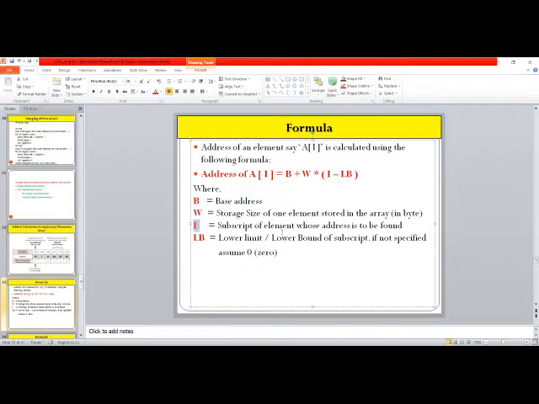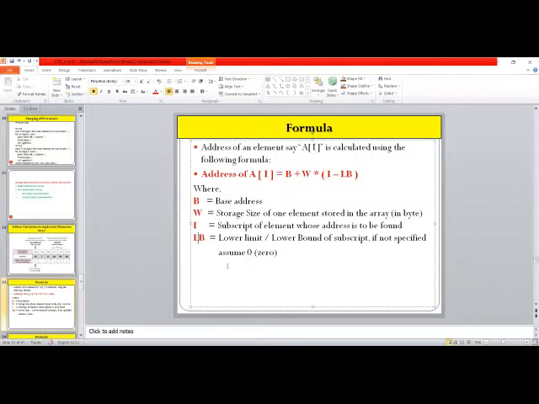Then I. I is the subscript of element whose address is to be found. I is what? It is just a subscript of an element whose address we are going to find. Right. Suppose I want to find the address of, let us say, third element. So I will write here A of 3 is equal to that particular address. All right, likewise. So this is just the subscript, or you can say the index of a particular element whose address is to be found.